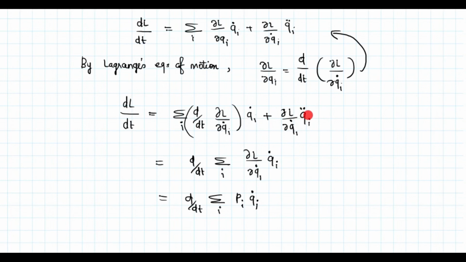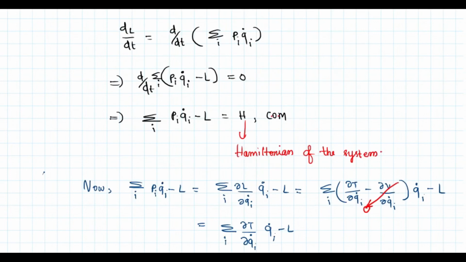So again, this is the derivative of some product of two functions. So you can write it in this way: d/dt of summation over i ∂L/∂qi dot into qi. Expand this, you will get this. Now what is this ∂L/∂qi dot? ∂L/∂qi dot is nothing but the linear momentum of the ith particle. So finally you have dL/dt is equal to d/dt of summation over i pi qi dot.